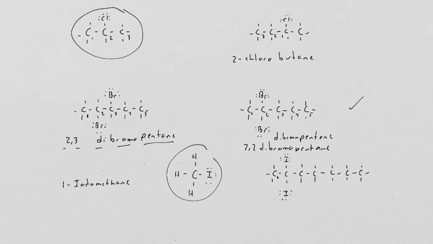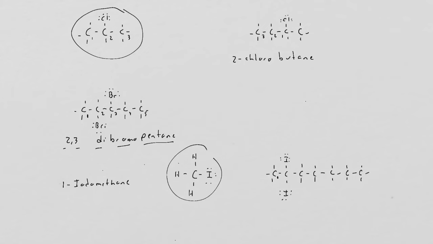I'm going to do a little erasing to give myself more space to name this last one. We've got a long chain that's got 7 carbons, so for those who don't remember, hept is the prefix, so this is going to be a heptane. Then we have 2 iodines, 1 here and 1 here, so it's going to be a diiodo. I know, diiodo, it's weird, right? Now I'm going to number them, and it's going to be 2,2-diiodoheptane.